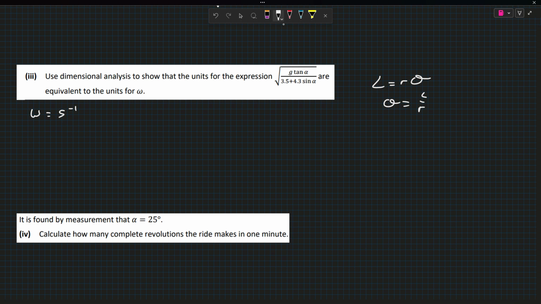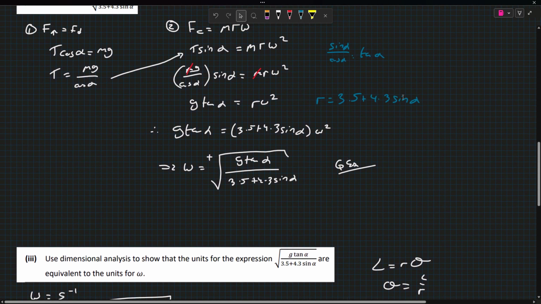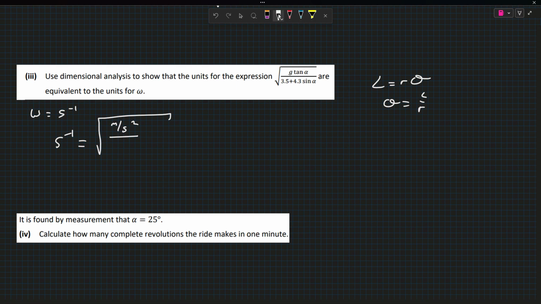So we have that per seconds equals the square root of, now g is meters per second squared. Now, this 3.5 plus 4.3 sine alpha is a substitution for r, which is units of meters. So these cancel. And this gets s to the minus 1 is root s to the minus 2. So inverse seconds is inverse seconds, QED.